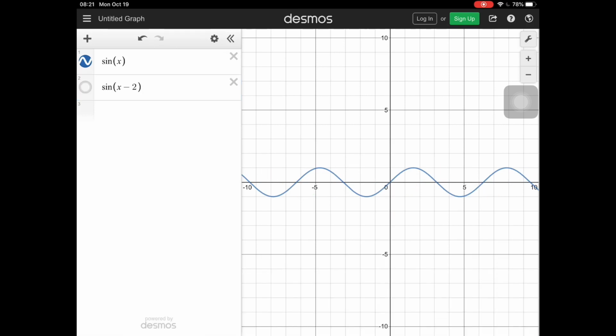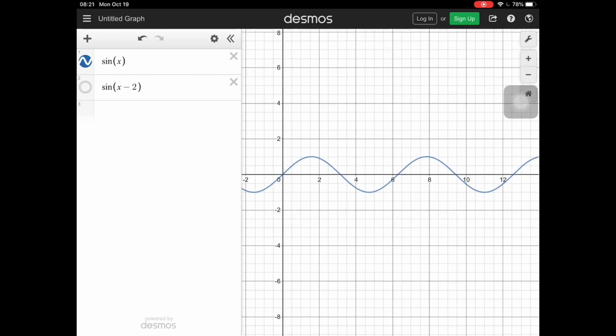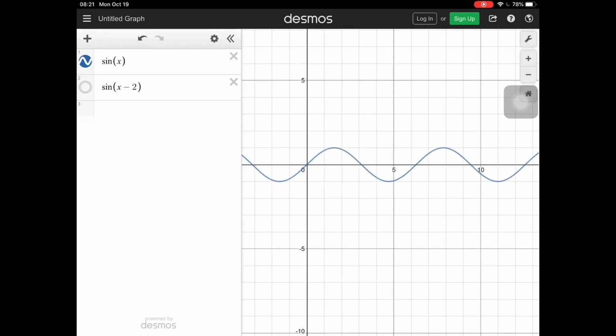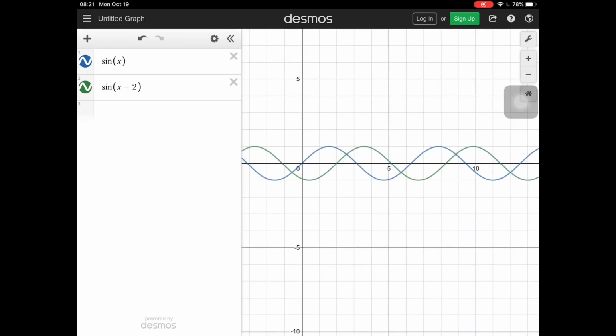Let me erase this for a second. This is the original sine function. And if I draw the other one, you'd see that it is displaced 2 units to the right. Okay? Instead of starting here, it now starts here, right? 2 units to the right. Then the maximum, for example, we have a maximum right here, and the new maximum is now here, 2 units to the right again. So all of the function is displaced 2 units to the right.